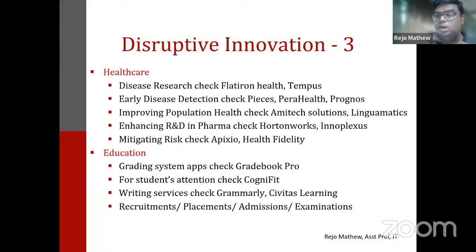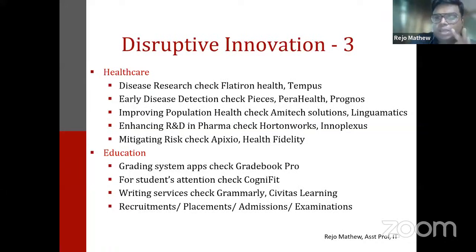Then coming to the third disruptive innovation. Quickly going to the third disruptive innovation. The first disruptive innovation was AI, artificial intelligence. The second disruptive innovation that I discussed was cloud technology. The third disruptive innovation, from the name itself, I hope everybody can guess, is big data.